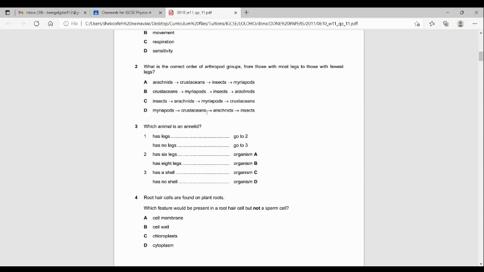So based on the information, insects have three pairs or six legs. Arachnids have four pairs or eight legs. Crustaceans have five pairs or ten legs. And myriapods have, as it says, hundreds or thousands of legs or pairs of legs. So based on this, D should be the answer, because myriapods have the highest number of legs and insects have the least.